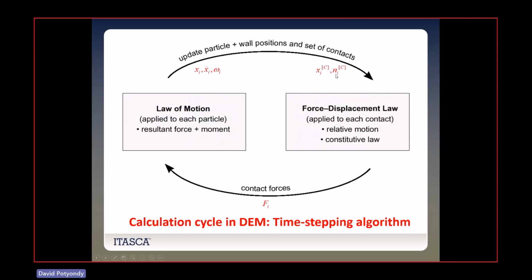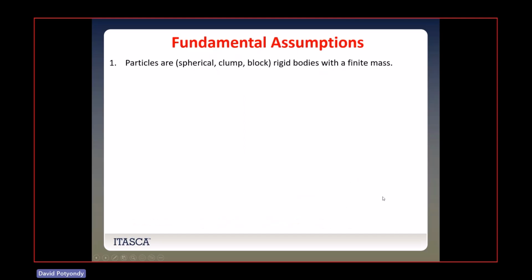Each one has a position and a local direction. And then we also have to have these forces. So every contact also has a force and potentially a moment that has to be stored that are acting there. Now, fundamental assumptions. Here we go.